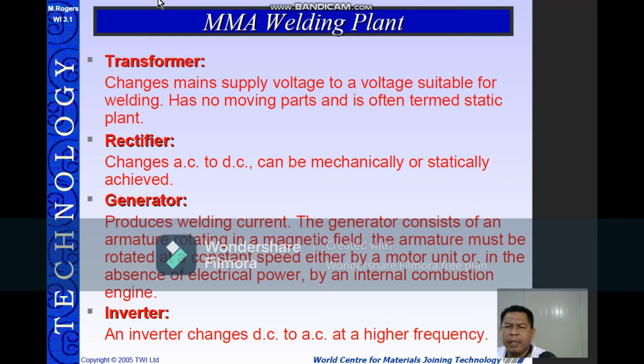Okay, the MMA welding plant is a transformer. A transformer changes the supply voltage to a voltage suitable for welding. It has no moving parts and is an oil-cooled static plant. A rectifier changes AC to DC, alternating current to direct current, and can be achieved mechanically or statically. A generator produces welding current. An inverter changes the DC to AC at high frequency.